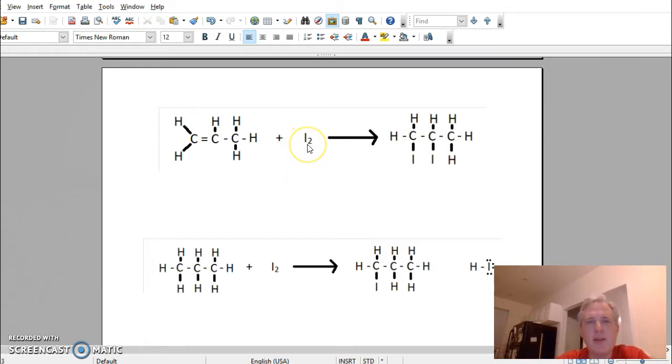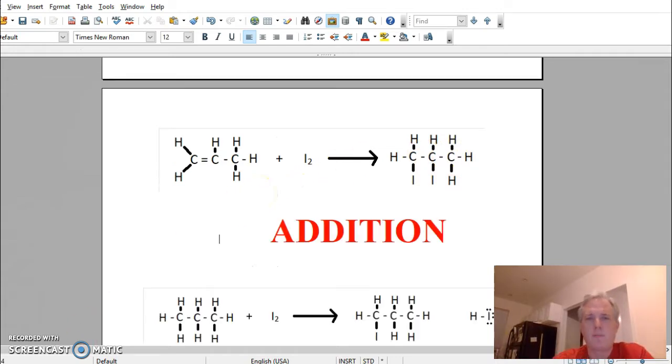And look what happens. The I2, an I and an I, came in, they broke the double bond here, leaving you with a single bond. One I went on this carbon, and the other I went on that carbon, to make something called a diiodo, specifically 1,2-diiodopropane. Whenever you have this reaction, which of course we call addition, you are breaking the double bond and you are adding an I and an I to either side of the broken double bond. Now, of course, if this were an F2, you'd be adding an F and an F. If this were Br2, you'd be adding a Br and a Br.